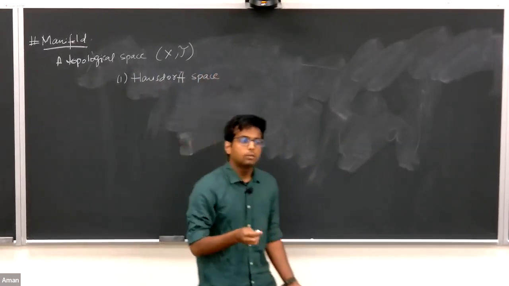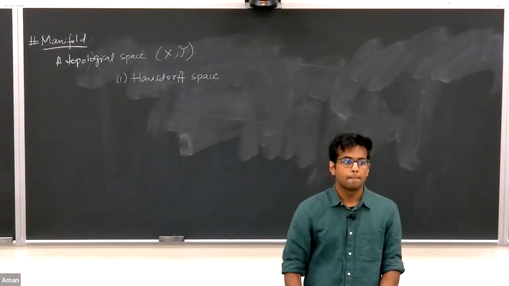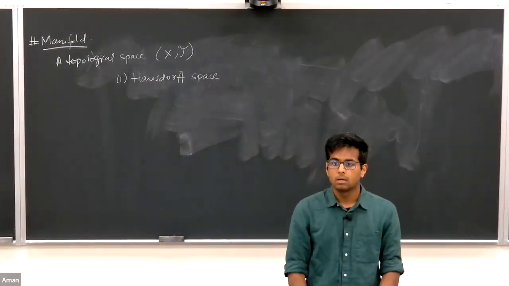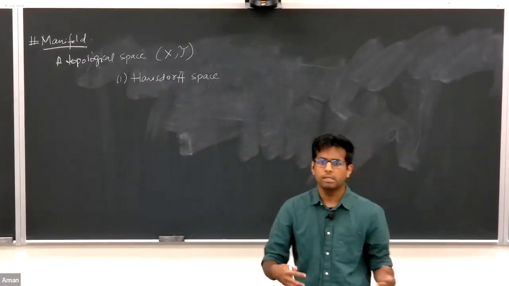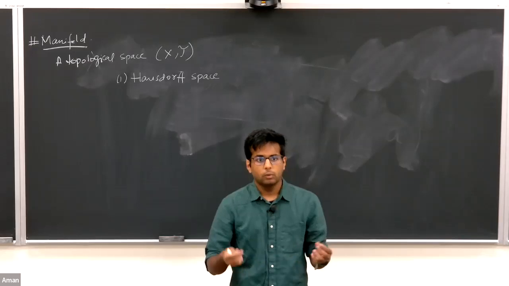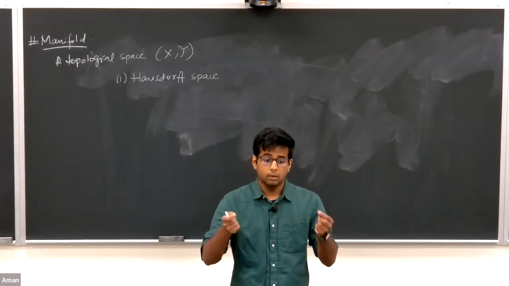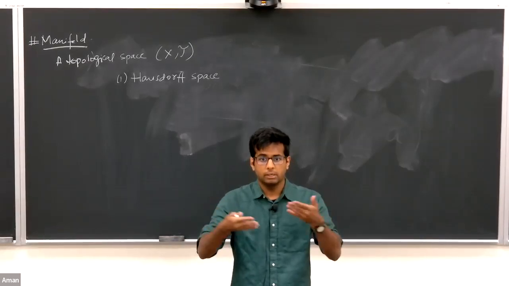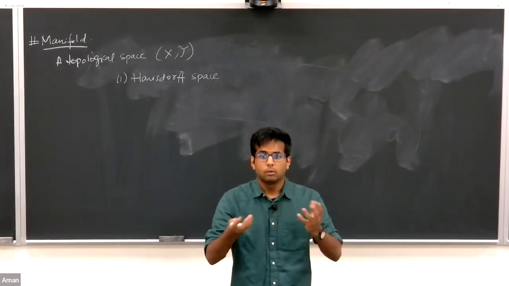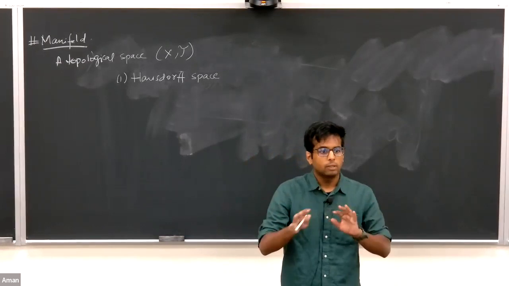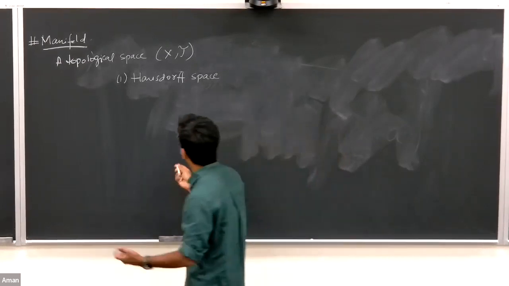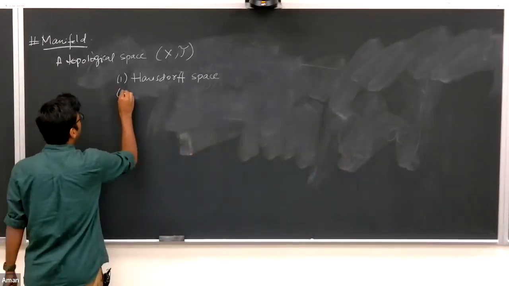Can anyone quickly define what a Hausdorff space is? Yeah. All points are separable. Correct. Intuitively, it's a space where all the points are separable. There are open balls around all the points so that those open balls do not intersect. So every point has a neighborhood around itself so that it can be separated from other points. That's the first property of a manifold.